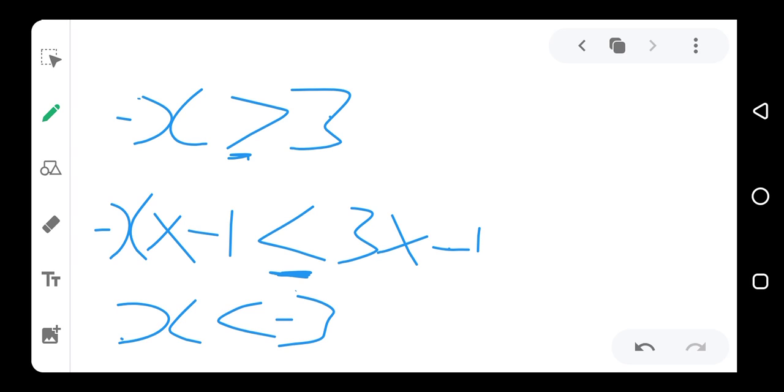So whatever you want to do to the equation that involves dividing both sides by a negative number, you are going to change the sign. And whatever you are going to do to the equation that involves multiplying both sides by a negative number, you are going to change the sign.